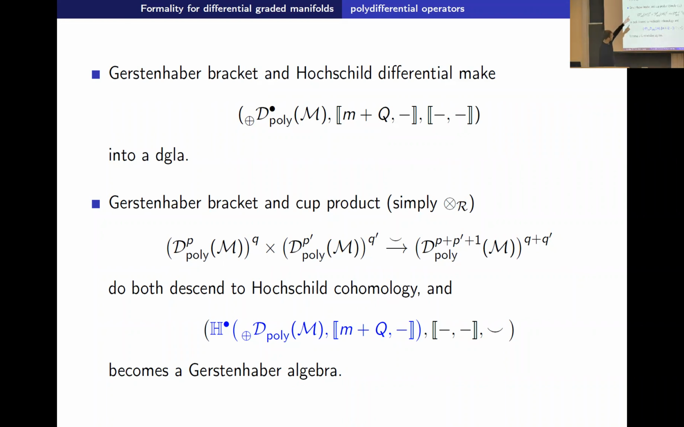Okay, so you've got D poly with this Gerstenhaber bracket and this modified differential, and you just check that this is a differential graded D algebra. And you also have the cup product, that one poses no problem. You check that the Gerstenhaber bracket and cup product are both compatible with your modified differential, so they descend to the level of Hochschild cohomology, and in cohomology they are compatible.